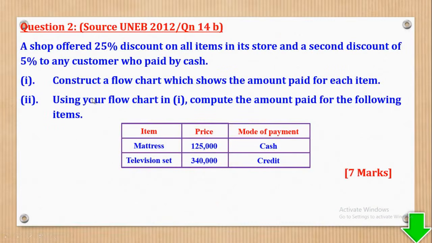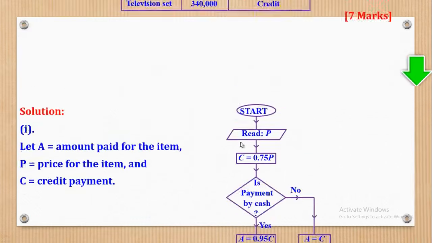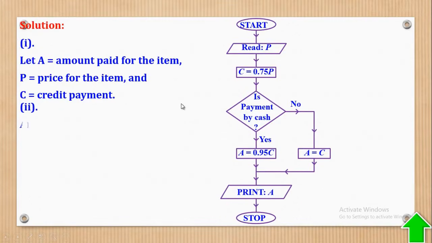Part B says that using your flowchart in Roman 1, compute the amount paid for the following items. Mattress at the price was 125,000 and payment was by cash. So that means that the value of P is 125.